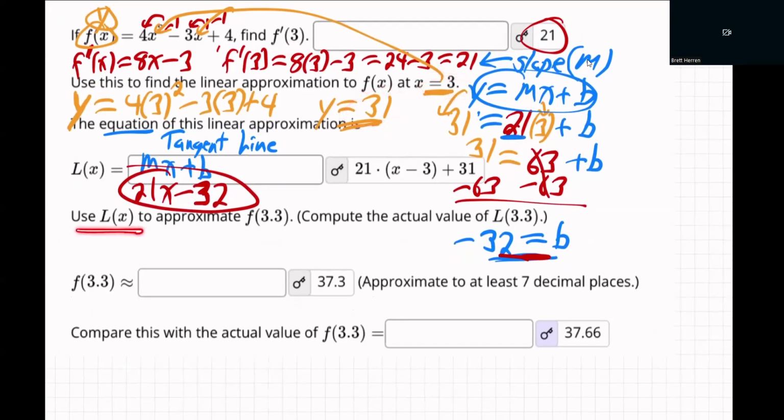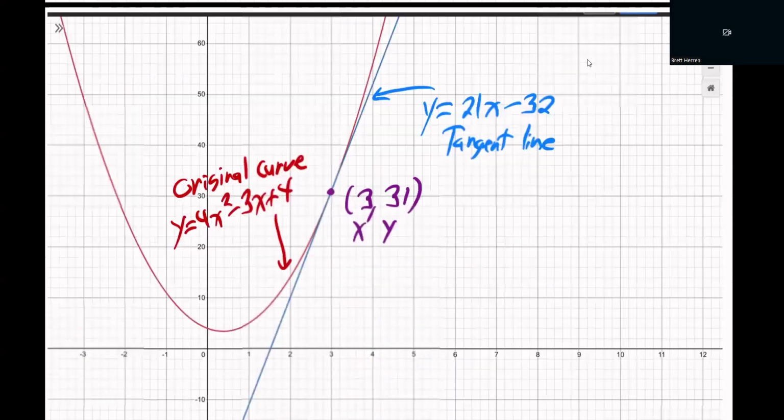Now, use that L of x, that tangent line equation, to approximate f of 3.3. So f of 3.3, when you see this little shaky equal sign, this means approximate. It's not exactly equal, it's shaky equals. It's approximately equal to. So approximate to 7 decimal places. How am I going to do that? I'm just going to plug in 3.3.